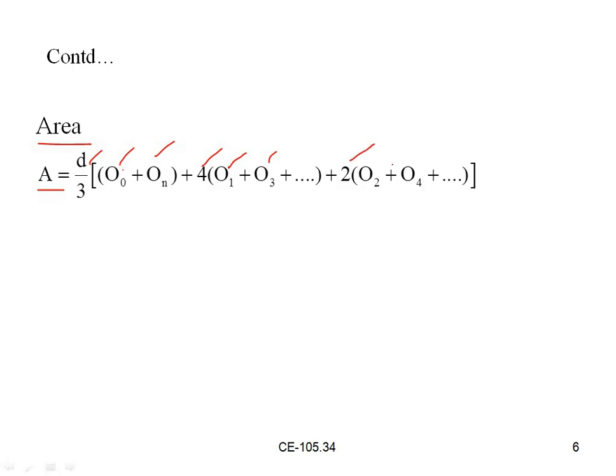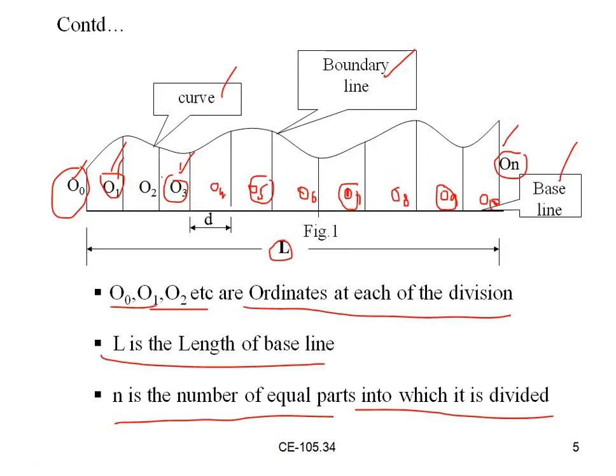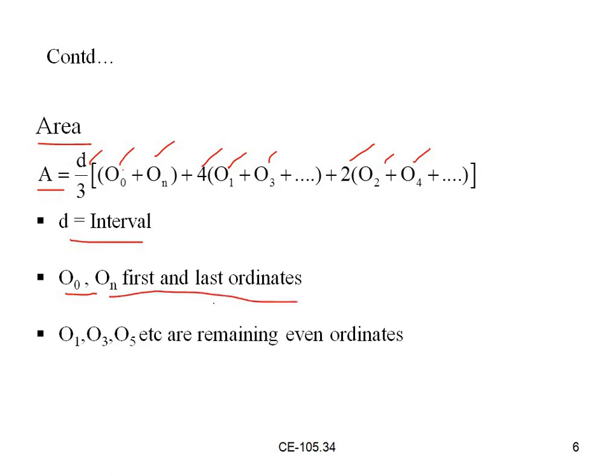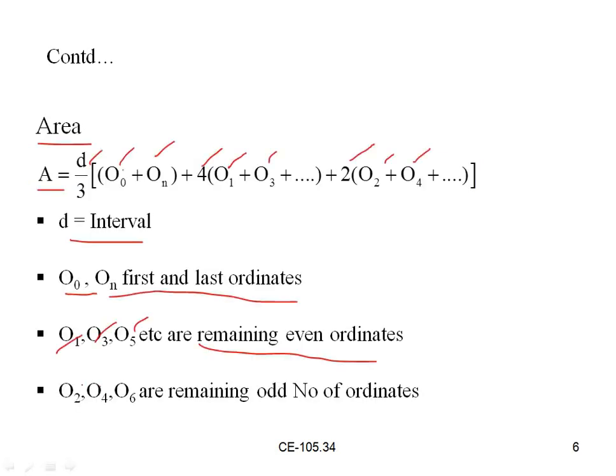Again, place the remaining ordinates, that is O2 plus O4 and O6 plus O8, where D is equal to the interval. In this way we have to take that. So here it is nothing but D by 3 into the sum of the first plus last ordinate, plus 4 into the sum of odd ordinates, plus 2 into the sum of even ordinates. That is, O0 plus On are the first and last ordinates, O1, O3, O5 are the odd ordinates, and O2, O4, O6 are the remaining even ordinates. So in this way we have to take the ordinates compulsorily.